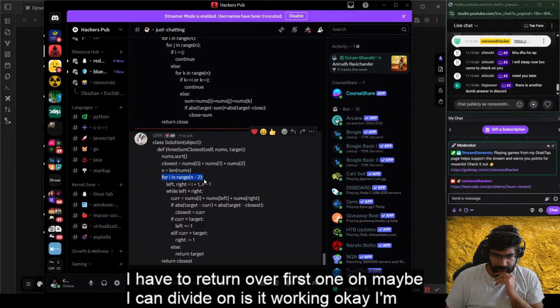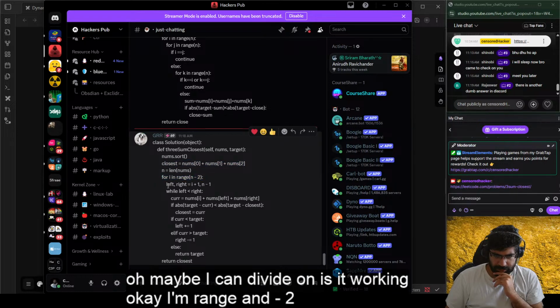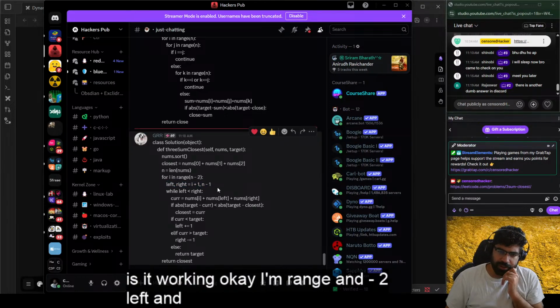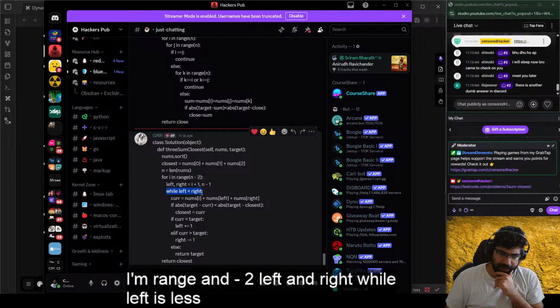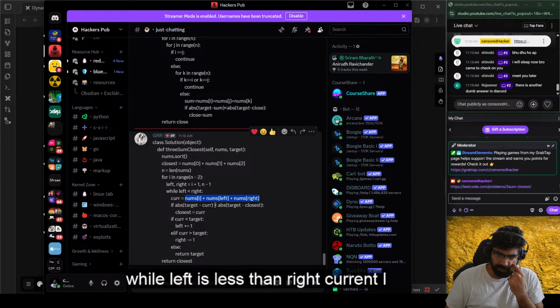I in range n minus 2, left and right, while left is less than right. Current i, left, right.